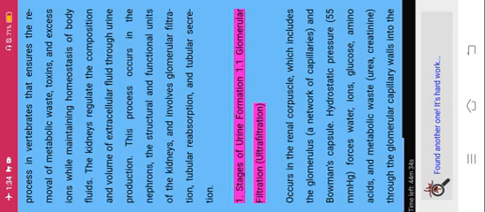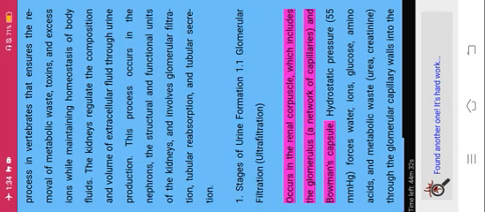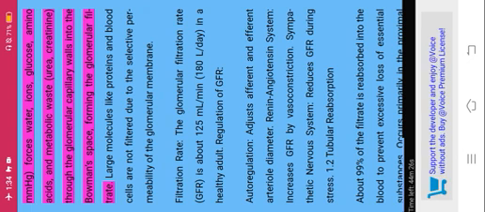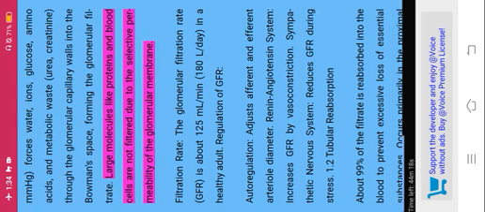1.1 Glomerular filtration. Ultrafiltration occurs in the renal corpuscle, which includes the glomerulus, a network of capillaries, and Bowman's capsule. Hydrostatic pressure of 55 mm of mercury forces water, ions, glucose, amino acids, and metabolic waste (urea, creatinine) through the glomerular capillary walls into the Bowman's space, forming the glomerular filtrate. Large molecules like proteins and blood cells are not filtered due to the selective permeability of the glomerular membrane.